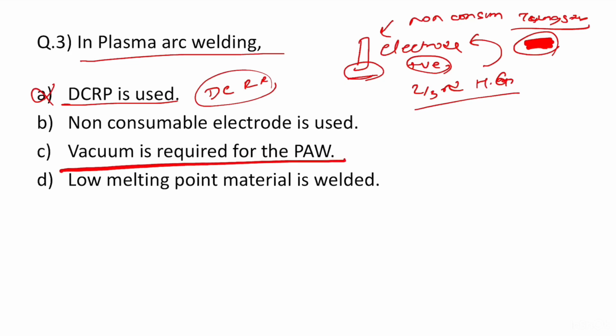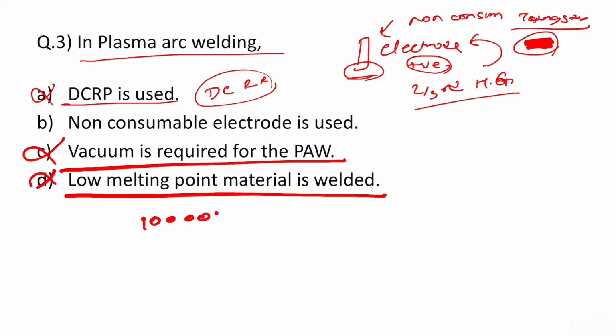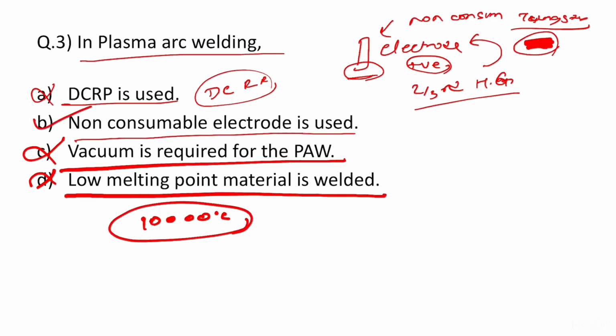Vacuum is required for plasma arc welding, no. Low melting point material is welded, no. In plasma arc welding the temperature generation is around 10,000 degrees Celsius, approximately. So the correct answer is B, non-consumable electrode is used, right?